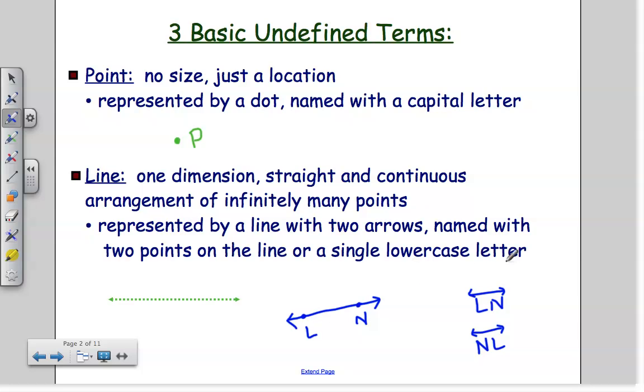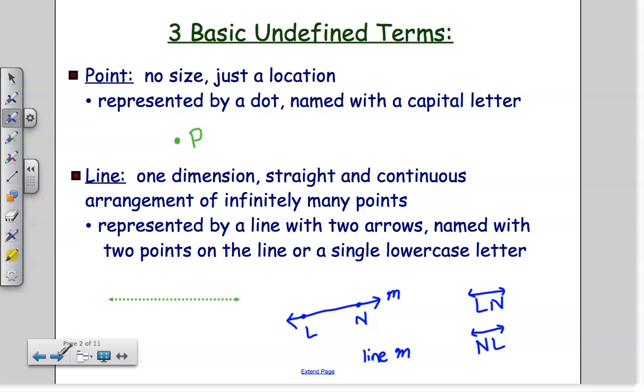Also, you can use a single lowercase letter to name a line. So this could be, in the lowercase we do cursive, lowercase cursive. And if I'm going to say this is line M, you do have to actually write the word line. I could also call this line M. So actually 3 different ways to name a line. With 2 points, you could switch the order of those points, and also with one lowercase, generally cursive letter.